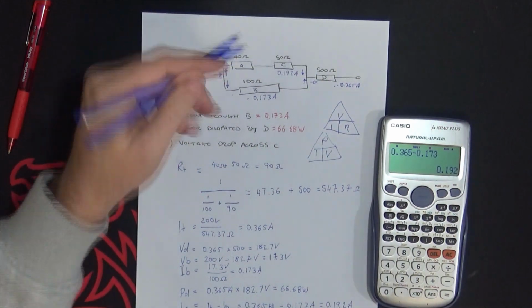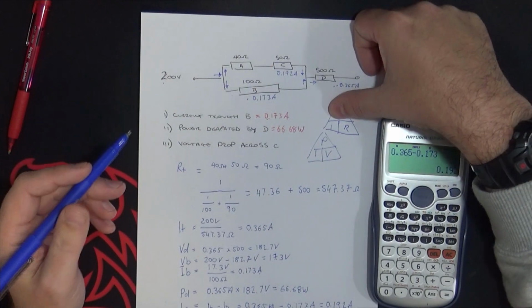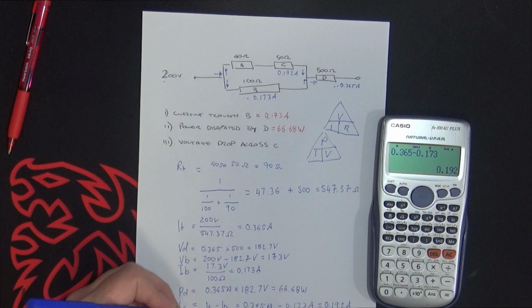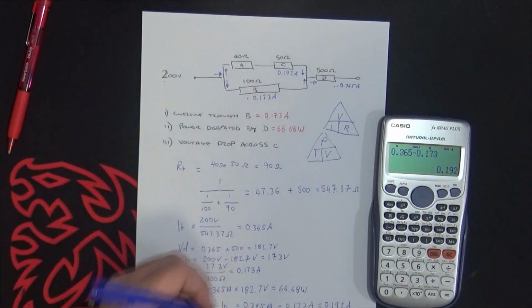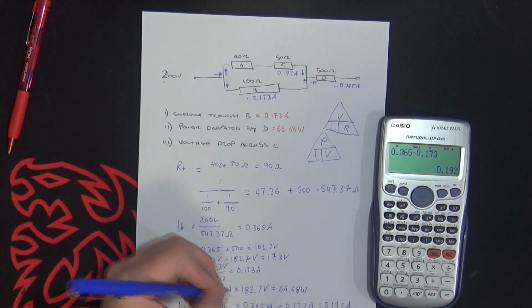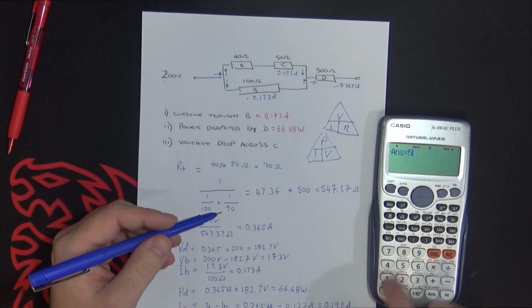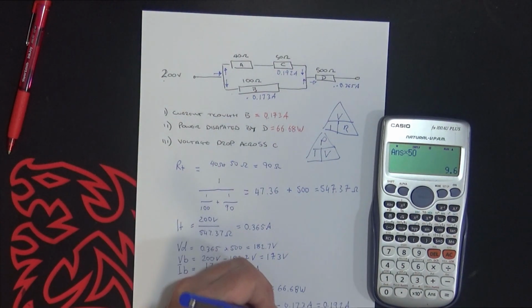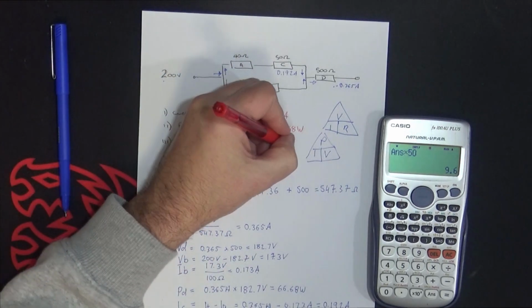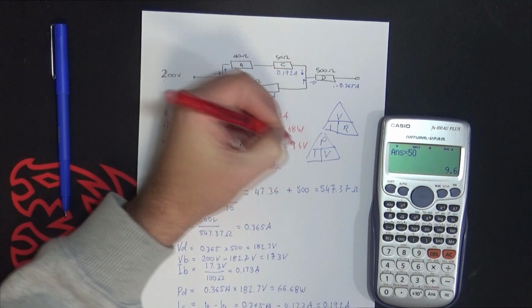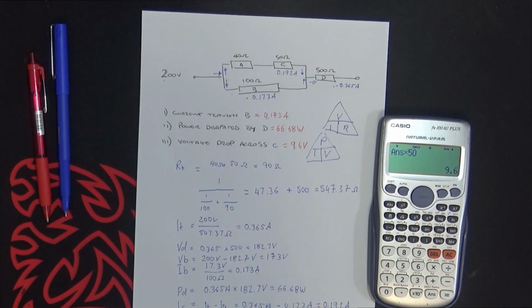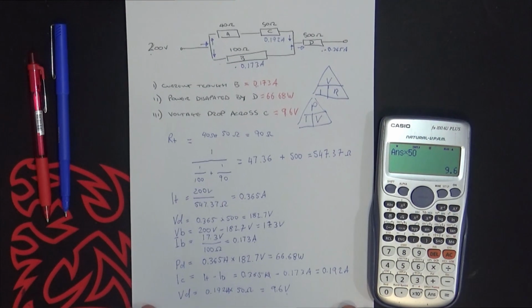Alright, now we've got everything to find the voltage. So remember, V equals IR, so VC equals 0.192 amps multiplied by 50 ohms equals 9.6 volts. So the answer to this one, 9.6 volts. And that's it. That's how you solve it.